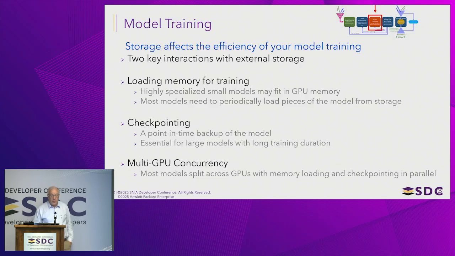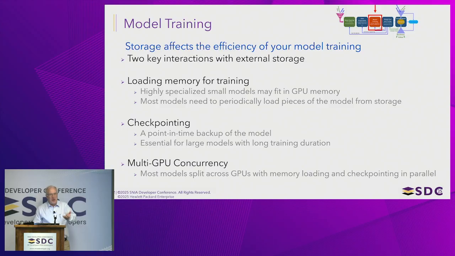You're going to have to load the memory for training, which is one of the key places that interacts with storage. You may have some highly specialized small models where you load the whole thing into the GPU memory and then you just run. In the early days of AI, I remember people saying, you really don't need the storage. You load everything into the GPU memory, you just run. But we've figured out how to make models that don't come close to fitting in GPU memory.